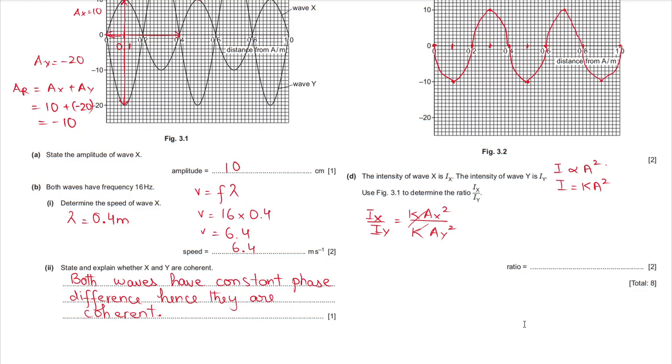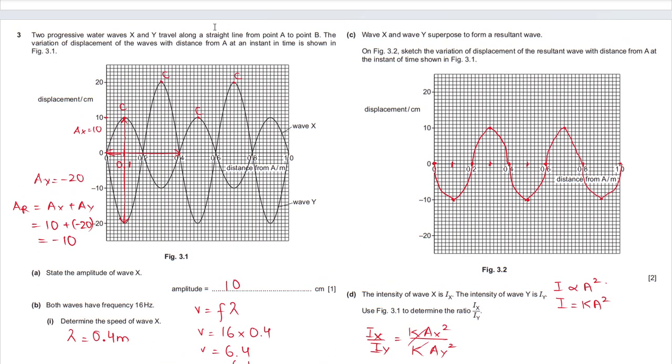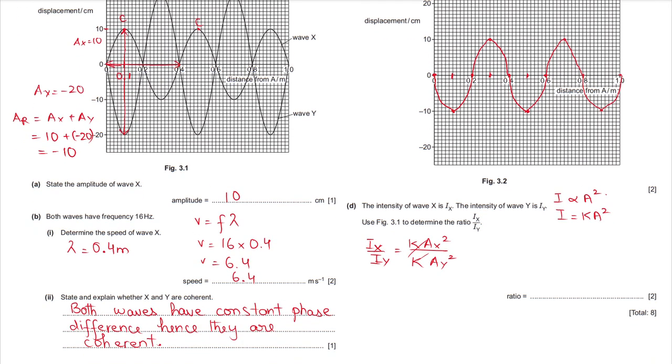कांस्टेंट जो है, ठीक है, तो फिर उसके बाद X का एम्प्लीट्यूड कितना था? 10. और Y का एम्प्लीट्यूड कितना है? मैक्सिमम 20. So it's going to be 10 squared is 100, 20 squared is 400. तो ये आ जाएगा 1/4, तो ये 1:4 या फिर 0.25.